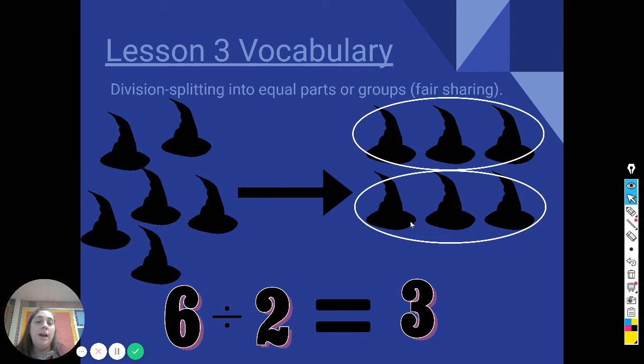So I put 1 hat in each group until I ran out of hats, and I ended up with 3 hats in each group, and there's 2 groups altogether. So how that looks for our equation is 6 hats divided into 2 groups equals 3 hats per group. 6 is the number we start with, which is our total number of hats. 2 is the number of groups. And 3 is the size of each group.